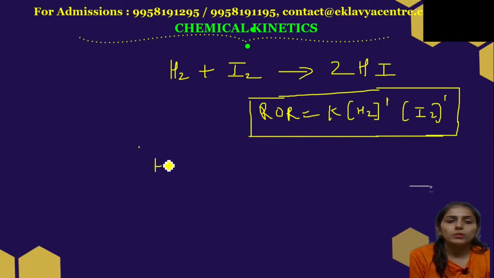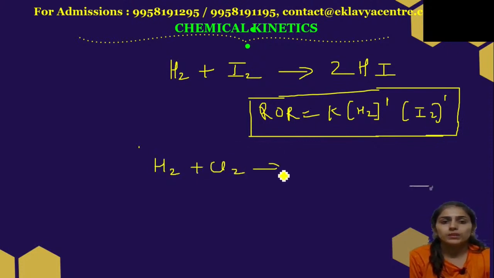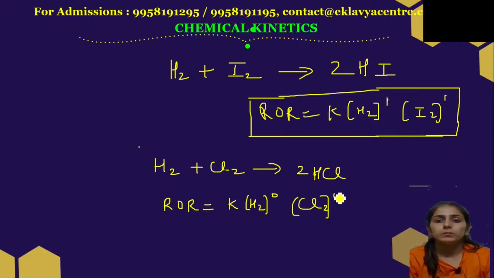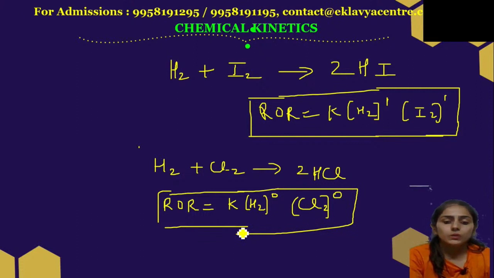But if we talk about this equation, H2 plus Cl2 gives 2HCl, the rate of reaction in this case is k. Experimentally it was determined that [H2] is raised to power 0 and [Cl2] raised to the power 0, meaning the rate was independent of the concentration of the reactants present. So that is why I am saying again and again that the law of mass action is not valid everywhere.